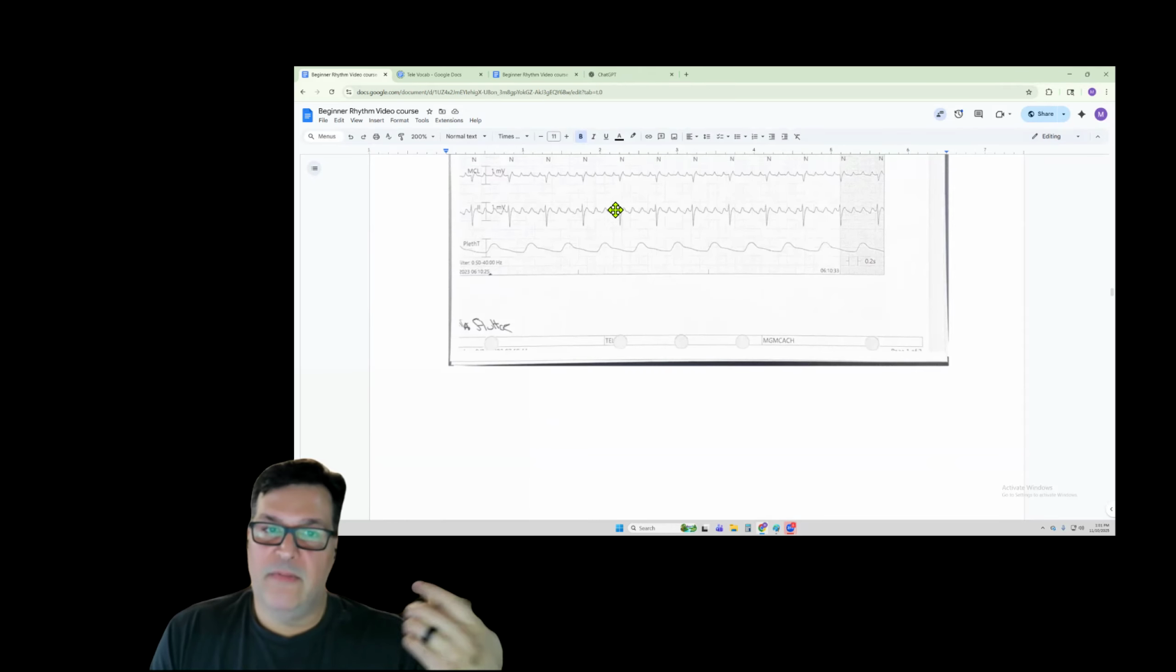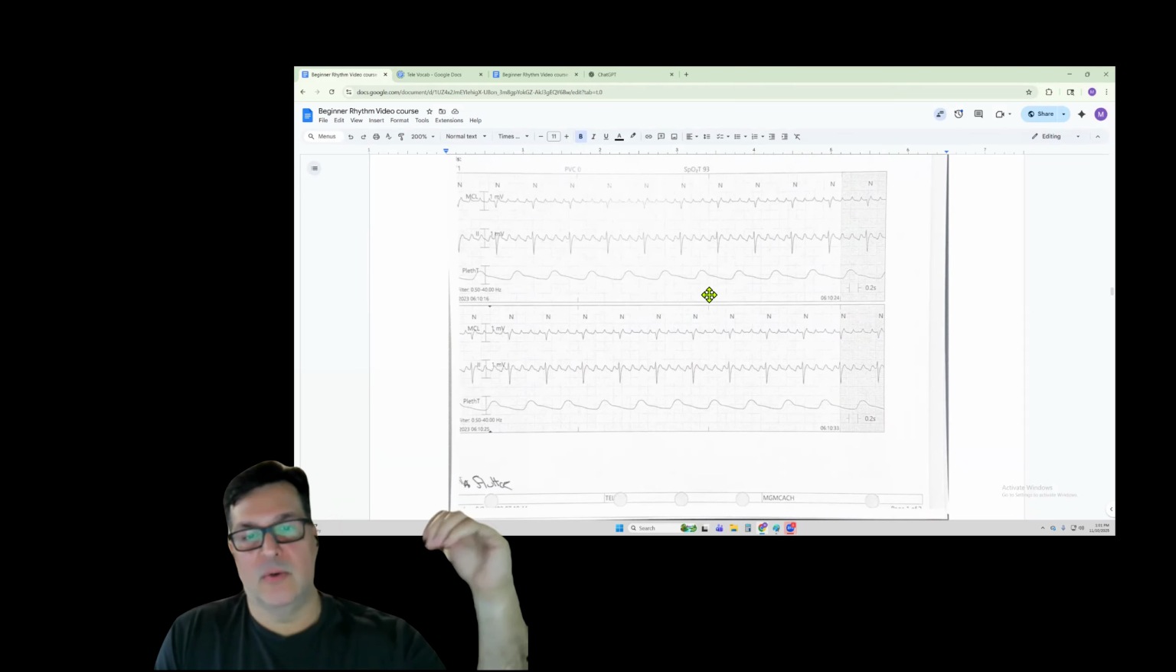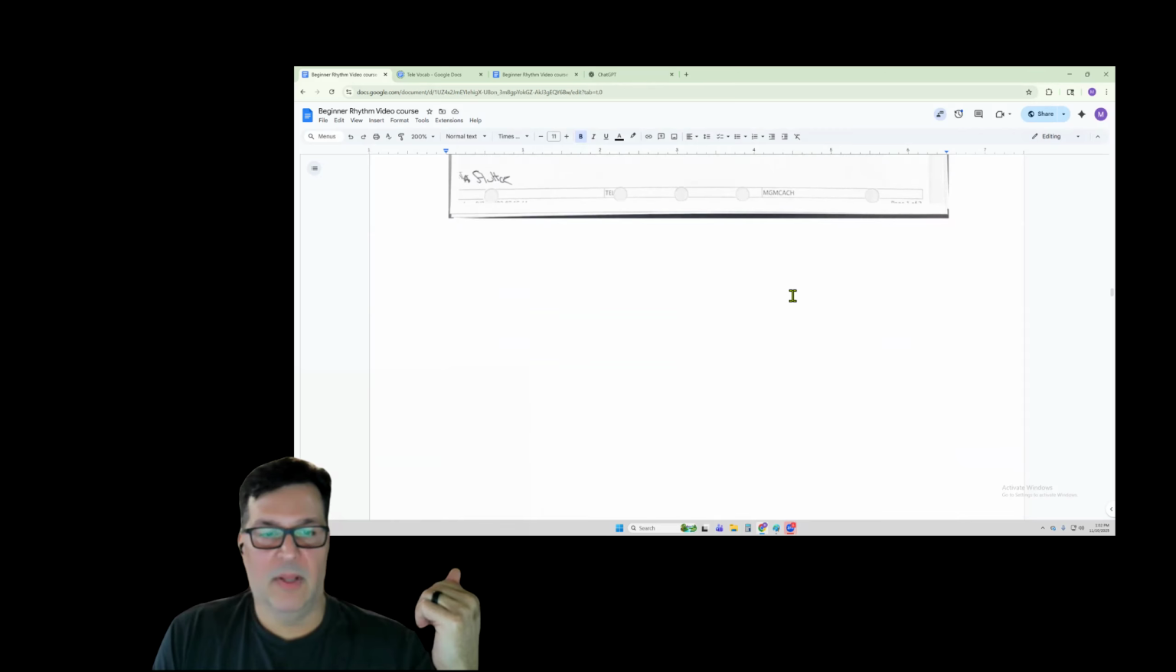Because the flutter waves are very regular, the responding QRSs are usually very regular. But again, they are initiating above the ventricles, so it's following that normal pathway down and contracting the ventricles, so you have a normal narrow QRS complex.